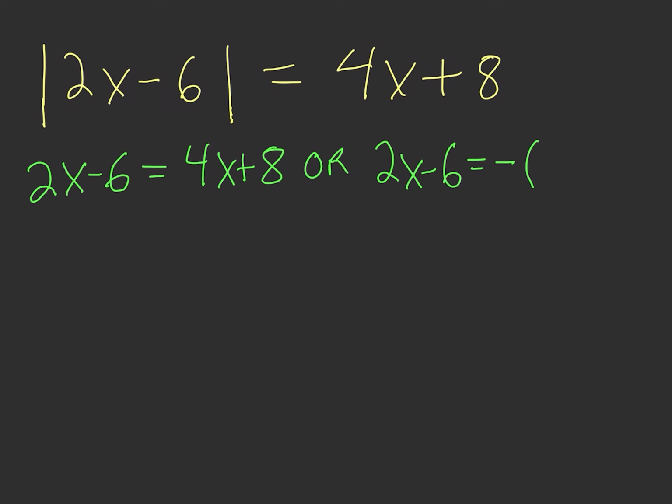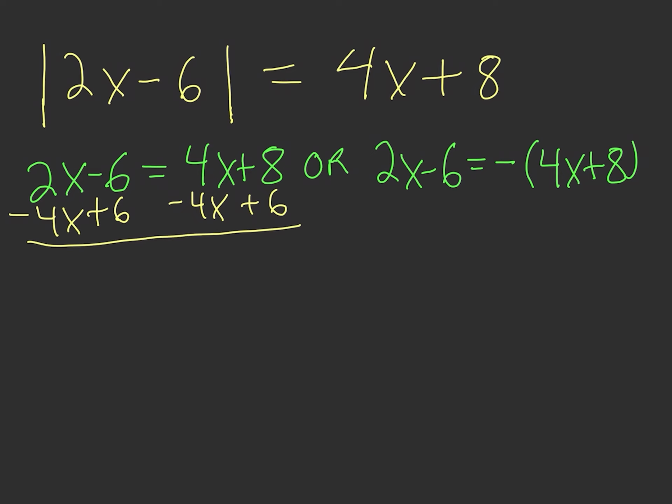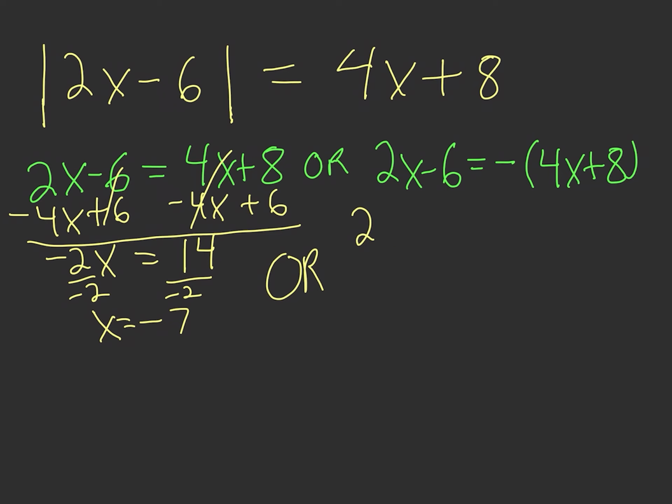So right now I want to put a negative sign, but I'm going to put that 4x plus 8 in parentheses, because we're doing the opposite of what was there. I'll deal with distributing that in a second. So simplifying this side, we've got 2x minus 6 equals 4x plus 8, and we do the algebra there, we end up getting negative 2x is equal to 14, and then x is going to be equal to negative 7.